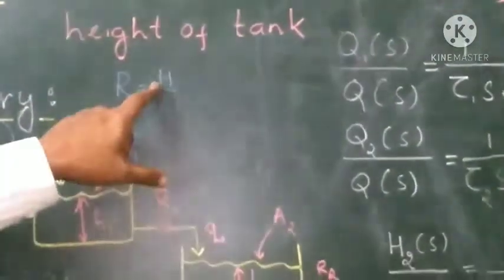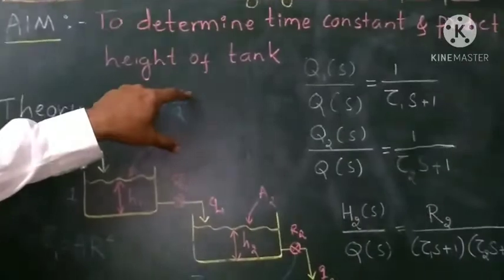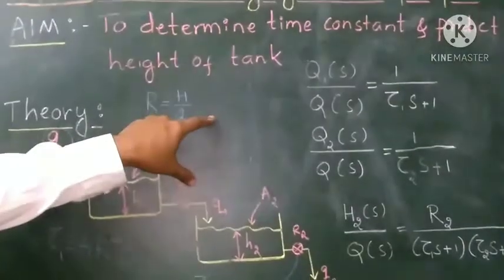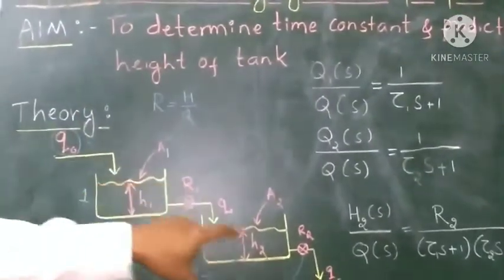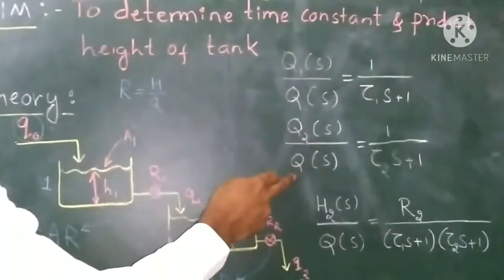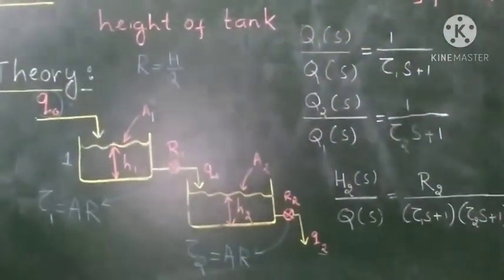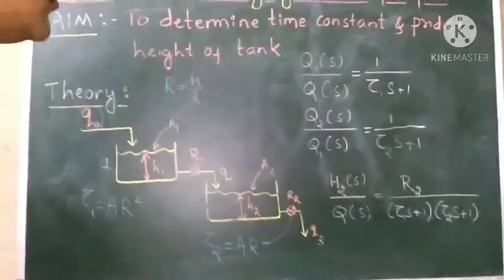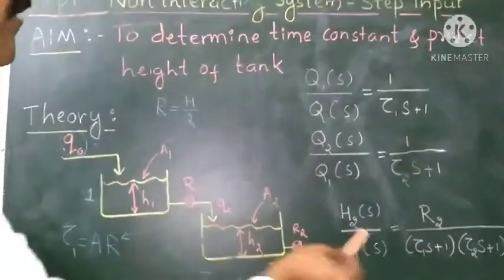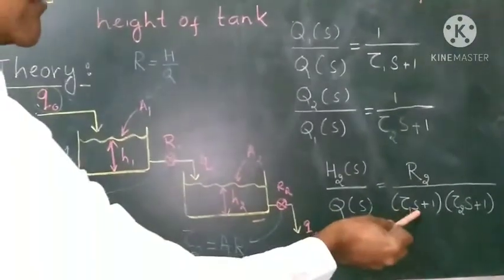So the flow rate and height are interrelated. As you increase the flow rate, you can see the increase in height. As you see the decrease in flow rate, you can see the decrease in height. So this is resistance 1 and this is resistance 2. Therefore Q2(s) divided by Q1(s) is 1 divided by (tau 2 s plus 1). Therefore you can write the height of tank 2, which you are going to predict, with the total flow rate depending upon resistance R2, as (tau 1 s plus 1)(tau 2 s plus 1).